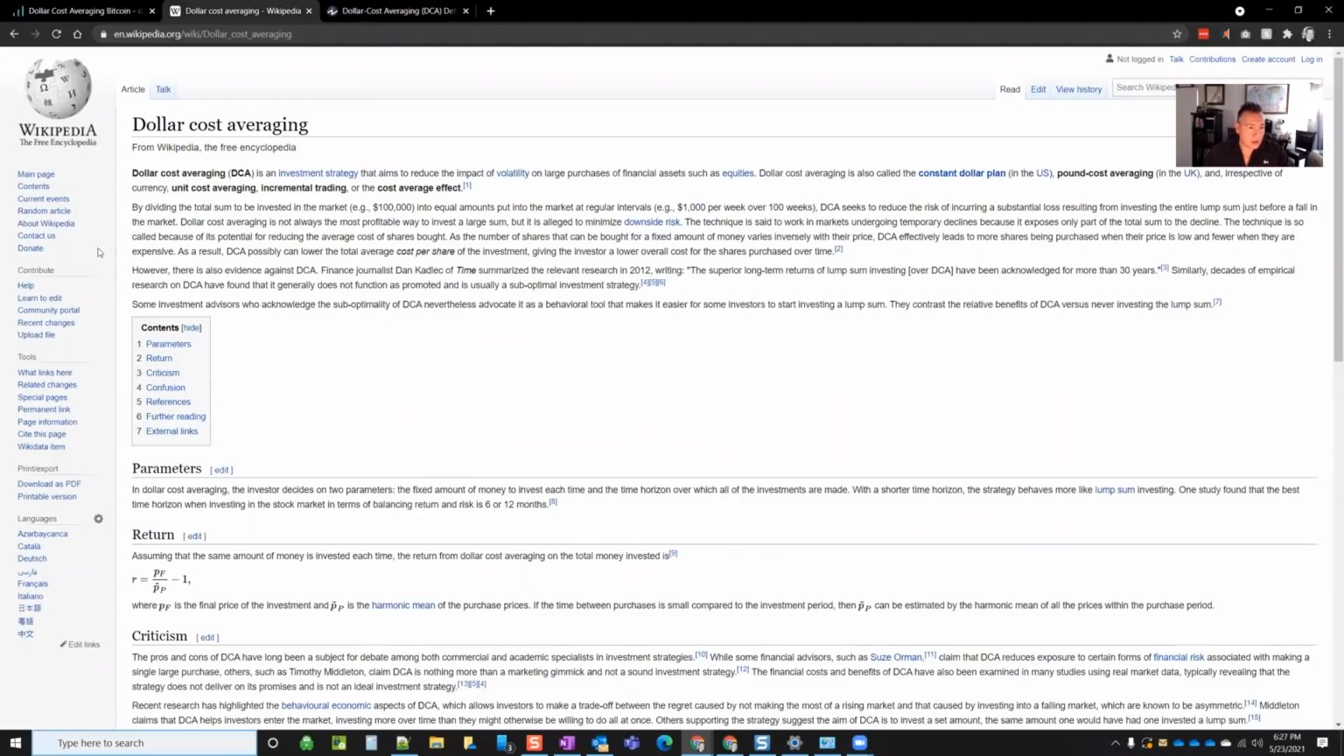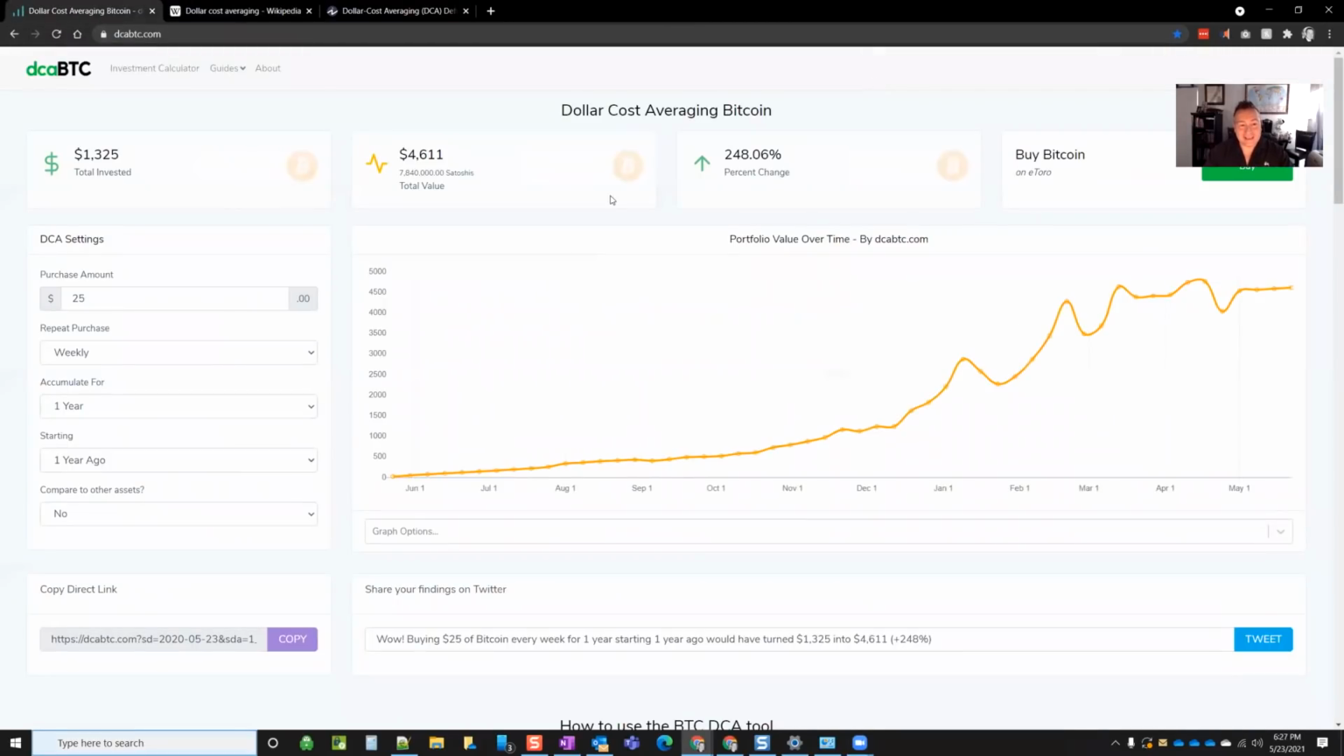And if we look at dollar cost averaging on Wikipedia, it's an investment strategy that aims to reduce the impact of volatility on large purchases of financial assets, such as equities. In this case, we're talking about crypto, and crypto is highly volatile. So yes. Now, here's a real cool, interesting site, especially if you want to play that shoulda, coulda, woulda game, like, what if I did this 10 years ago? All right. So in this case, the website's called DCABTC.com, dollar cost average Bitcoin dot com. I'll put the link in when I share the video.